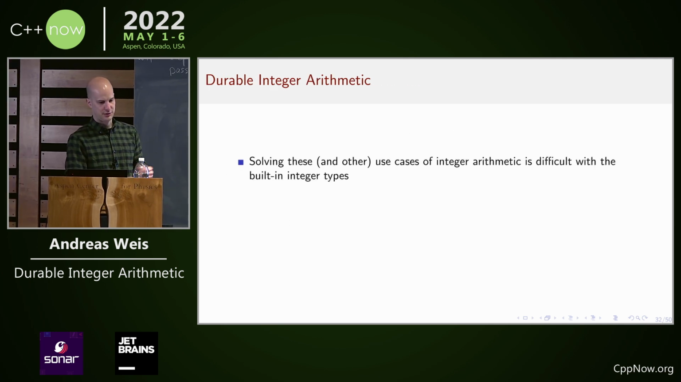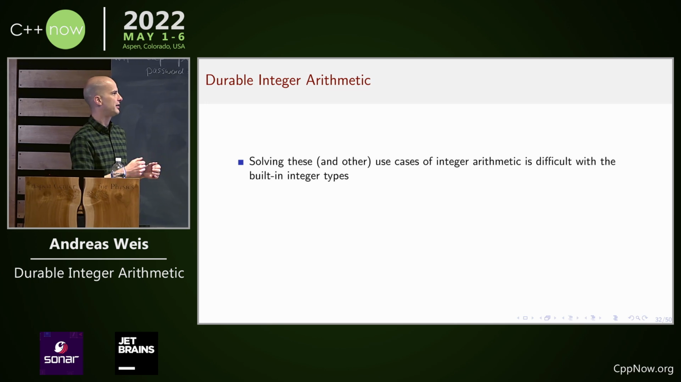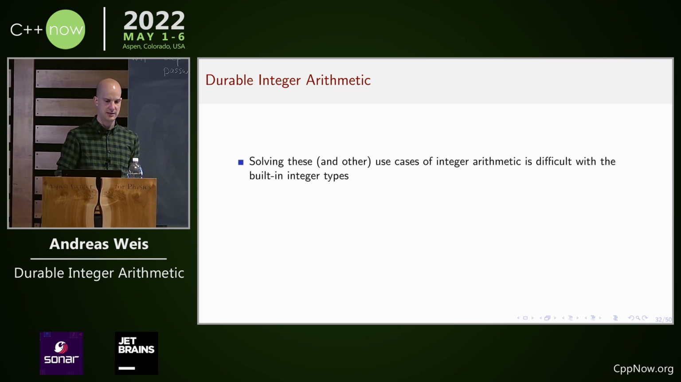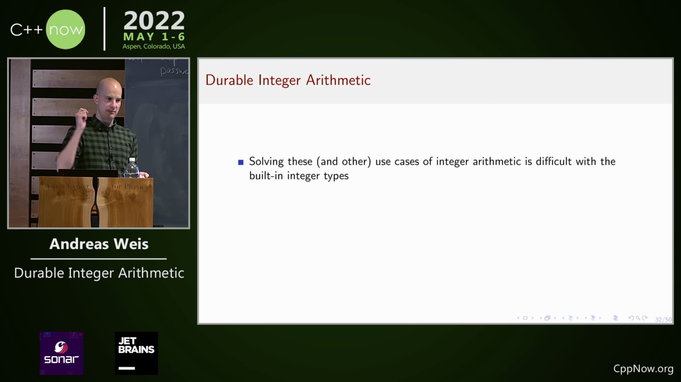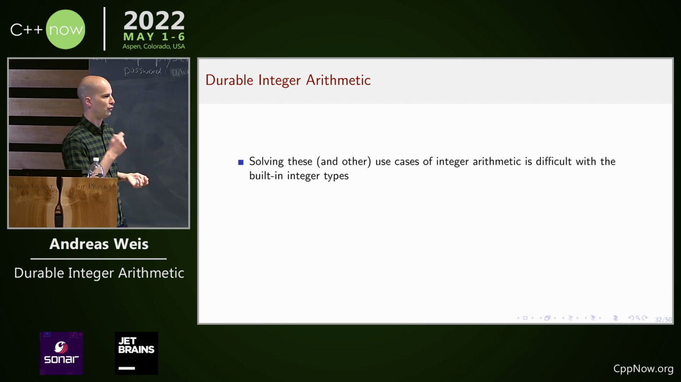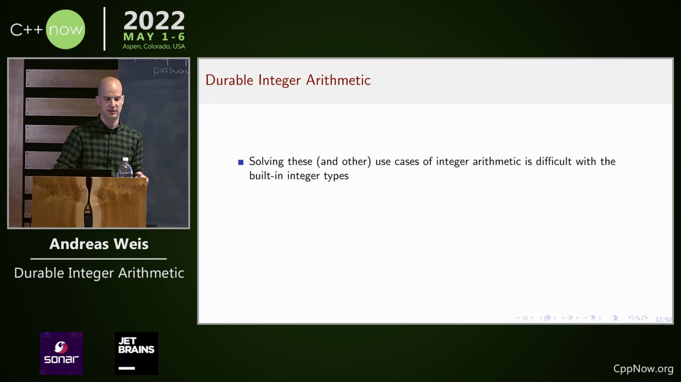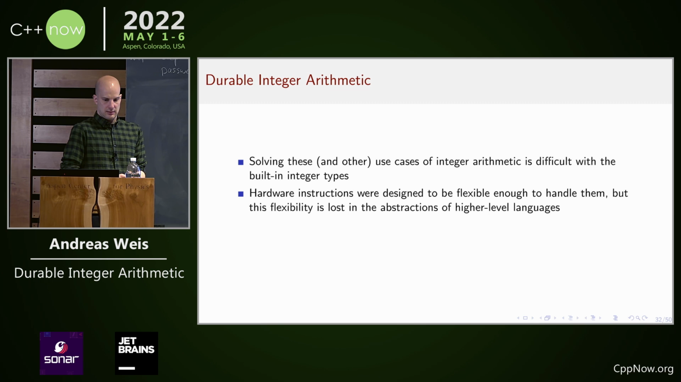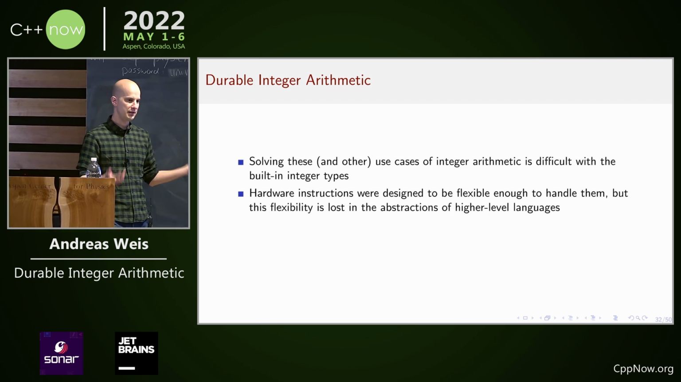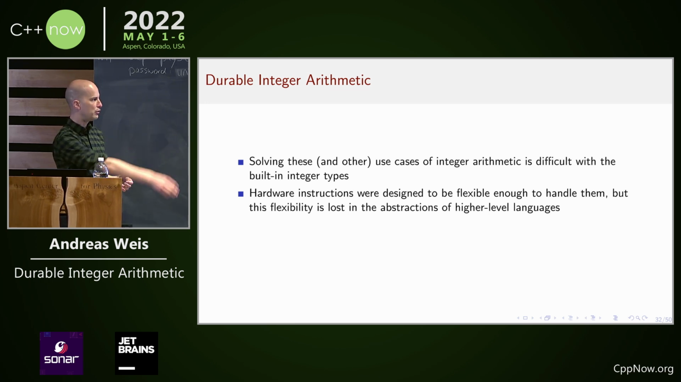So now to the title of the talk. What do I mean when I say durable integer arithmetic? I want to solve these use cases in C++, right? And I want it to be easy, right? I don't want to have the situation where writing an algorithm in assembly is actually easier than it would be in C++ because of how the built-in types work. So the hardware instructions were designed to be flexible, right? The hardware needs to be able to solve all the problems that people could run into, but we lose some of this flexibility in the abstractions.